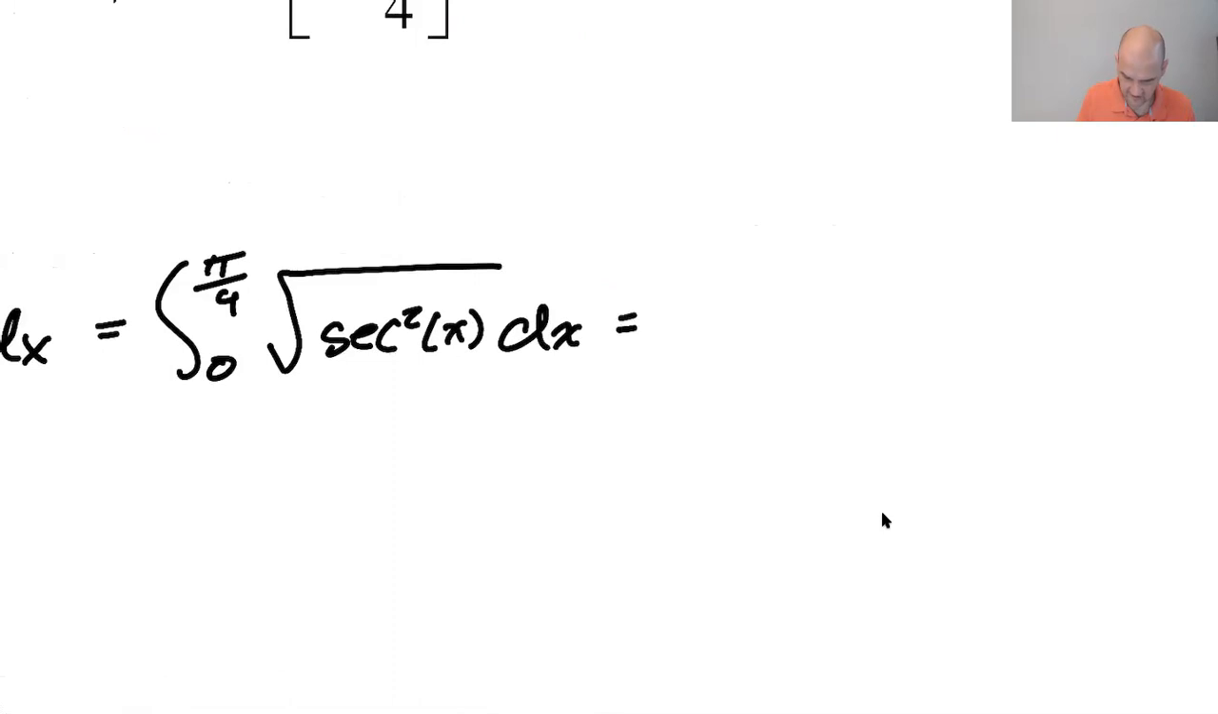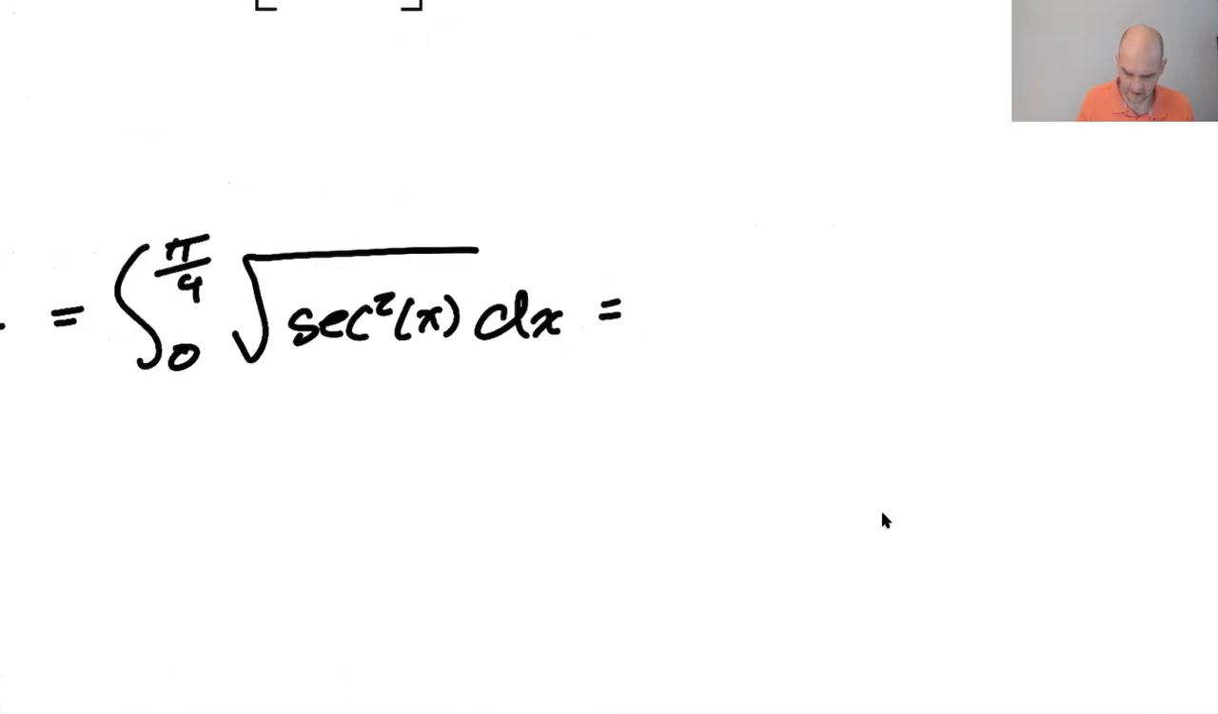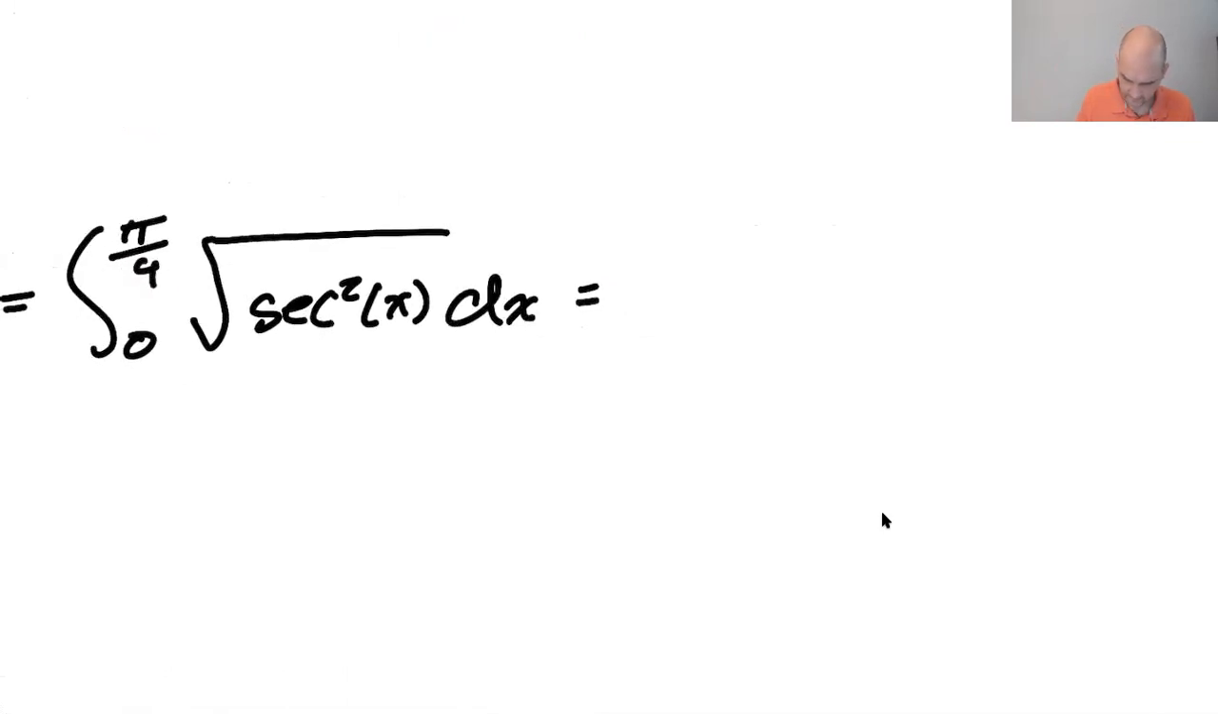So this is technically the absolute value, but between 0 and pi over 4, secant is definitely positive. Think about the graph of cosine. Between 0 and pi over 4, cosine is positive. So this will work out. So this is the integral from 0 to pi over 4 of just normal secant.